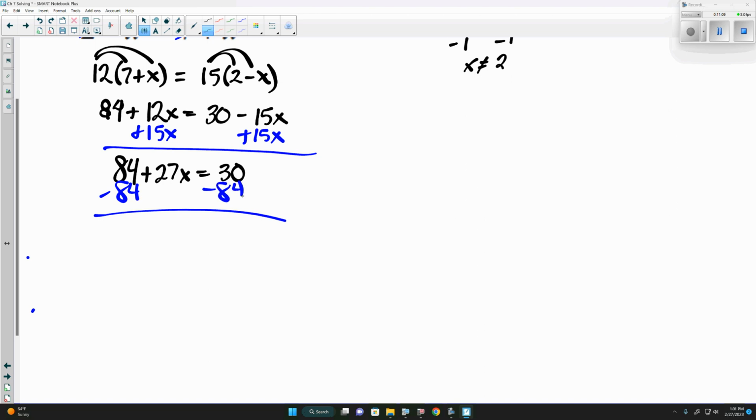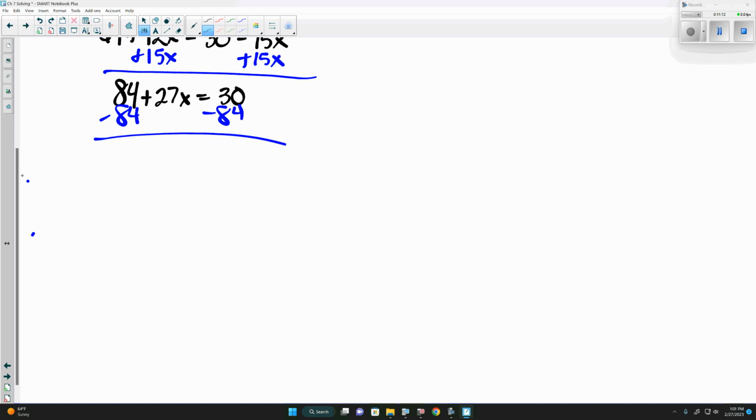Now again, we still need to get x by itself, so we would need to subtract 84 this time, telling us that 27x is equal to negative 54. And last but not least, we would divide both sides by 27, telling us x is equal to negative 2.